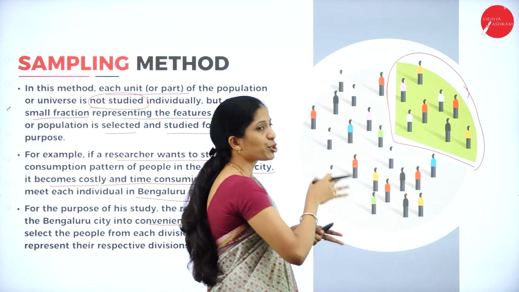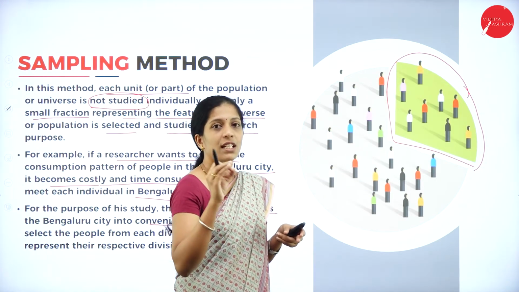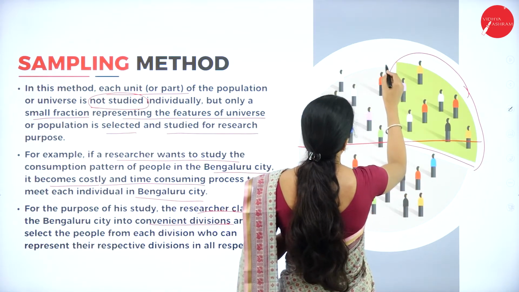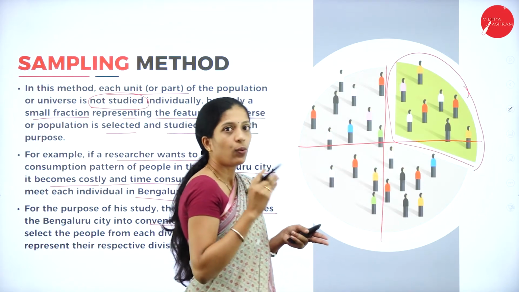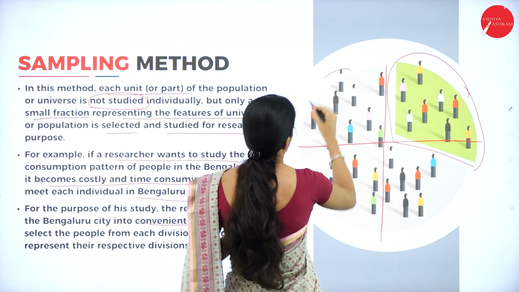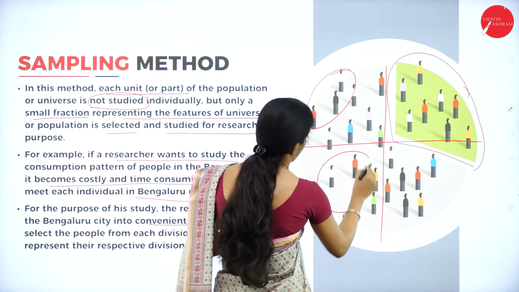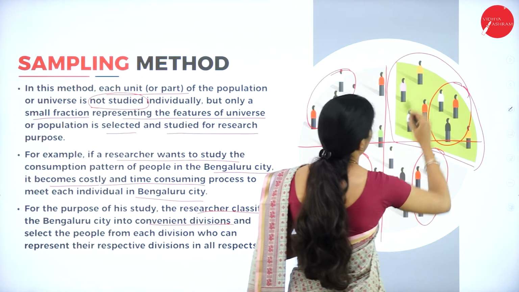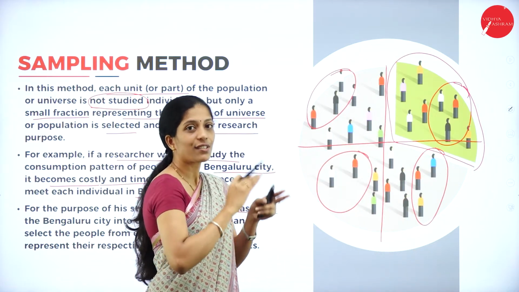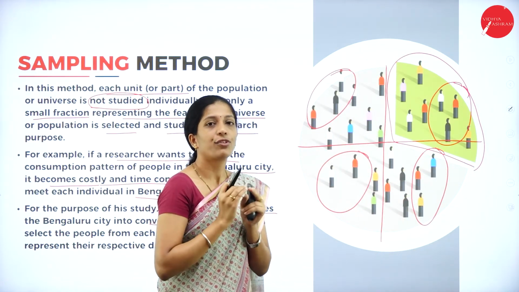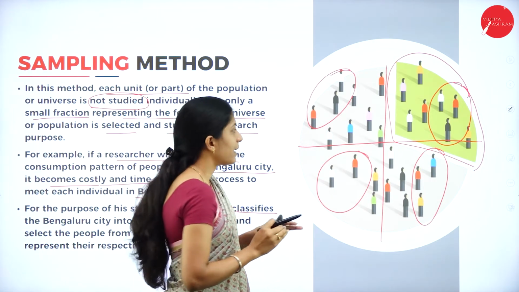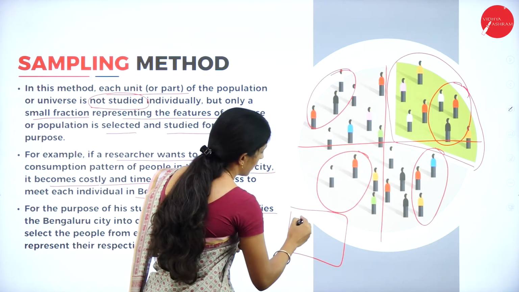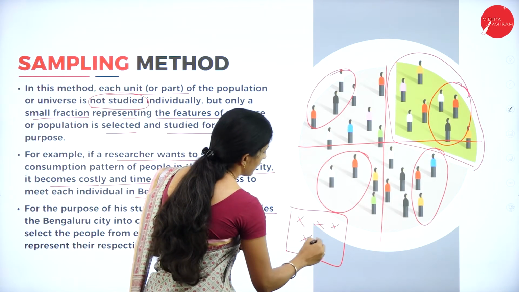The researcher can't go individually and collect the information from each and every individual. So he will make the divisions, and he will take some people from this division, some people from the next division, and some from this division. That is, from all the divisions he will take a few members, put them all together, and create a sample.